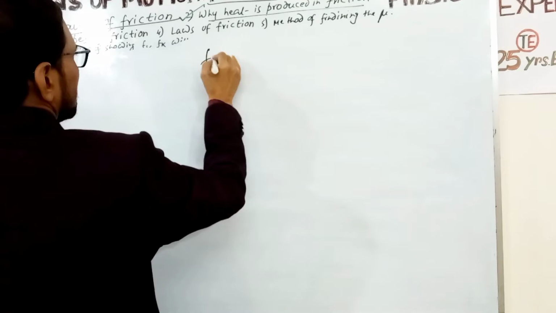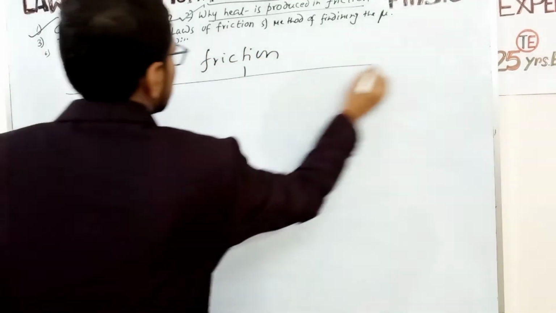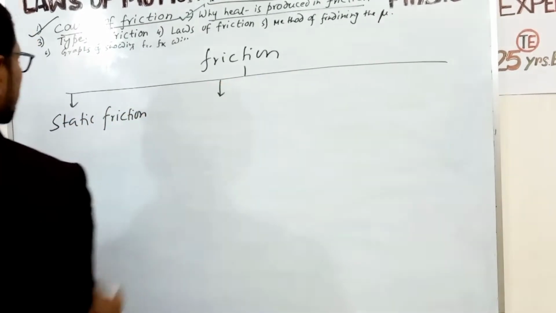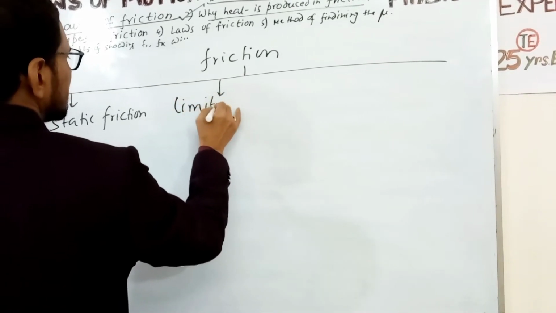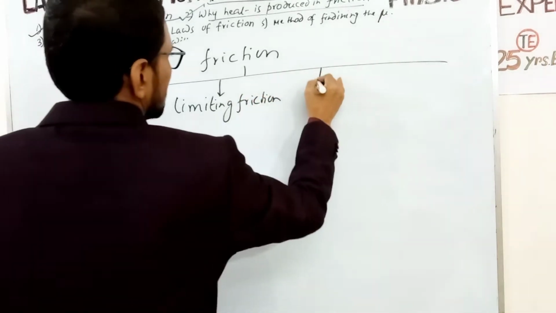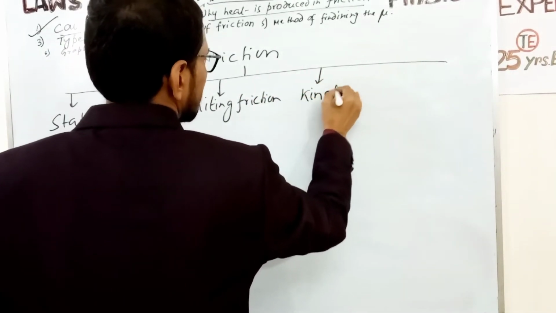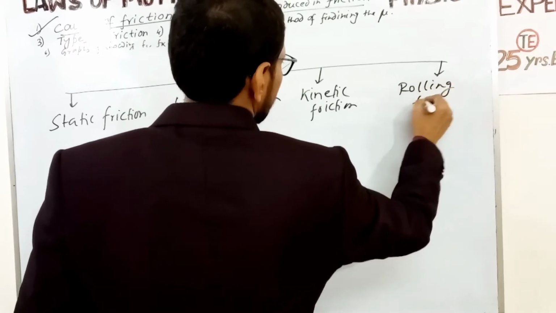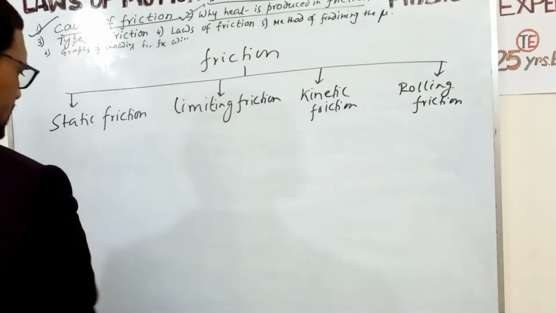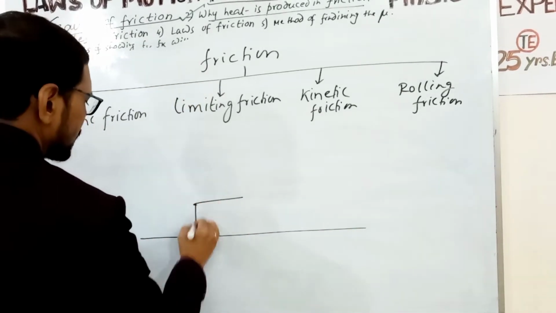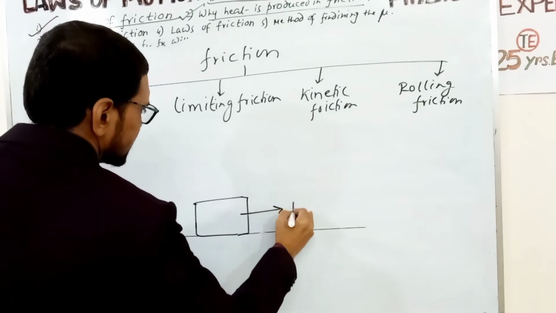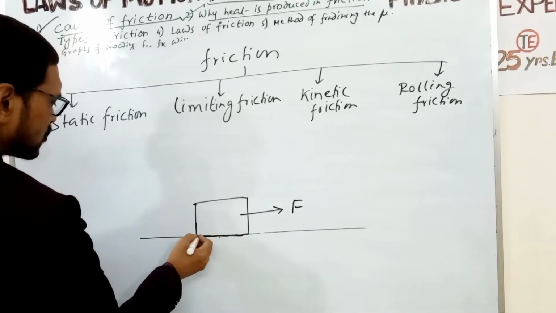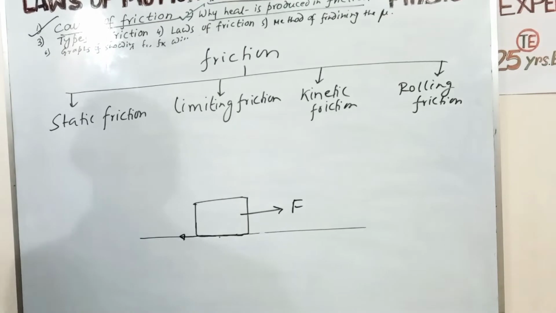Now, types of friction. Friction is divided into four categories: first static friction, second limiting friction, third kinetic friction, and fourth rolling friction. Suppose this is the ground, and a block is pulled with an external force F. We know the friction acts along the contact surface, in the opposite direction of the applied force.